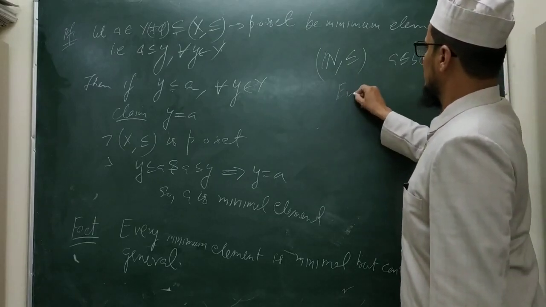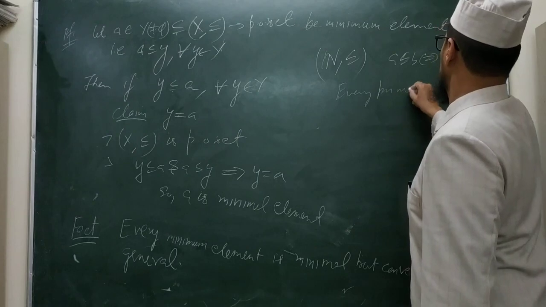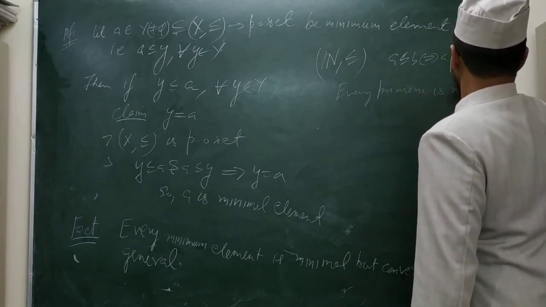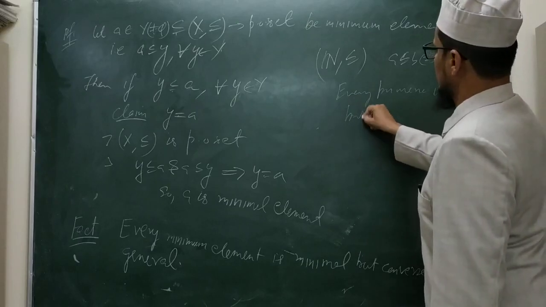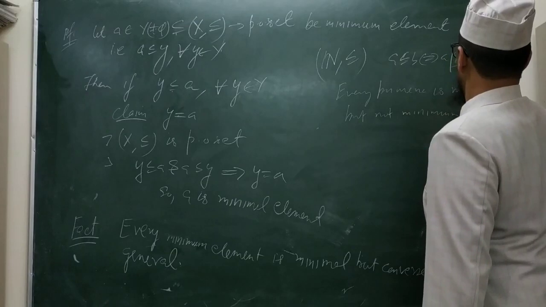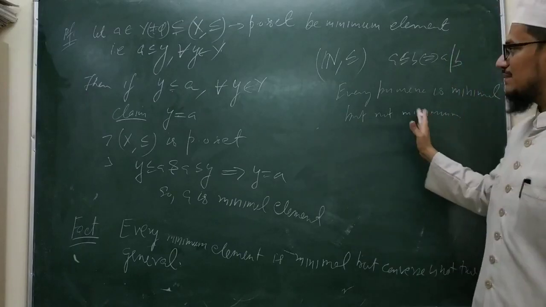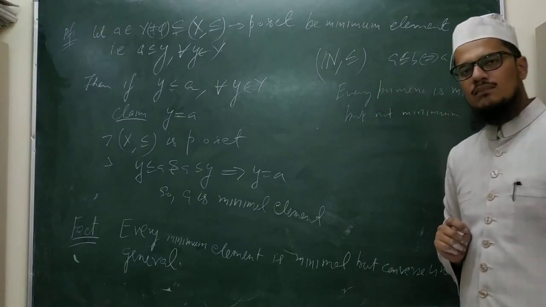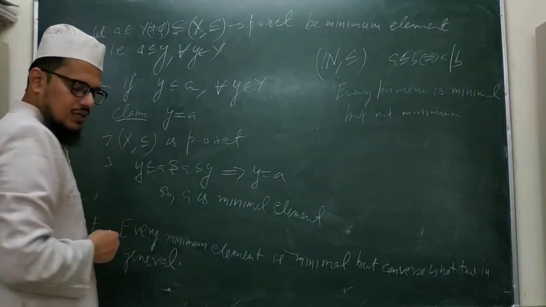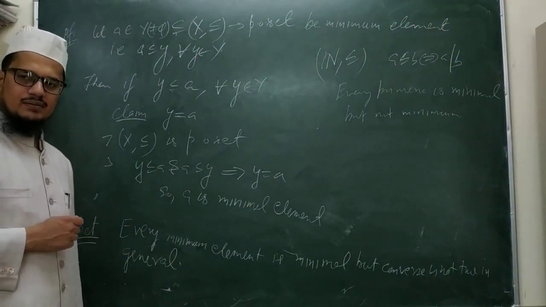Here you can see that every prime number is minimal, but not minimum, because the minimum element here is only one. Correct? So in this way we have verified this. We have verified the fact. Correct?